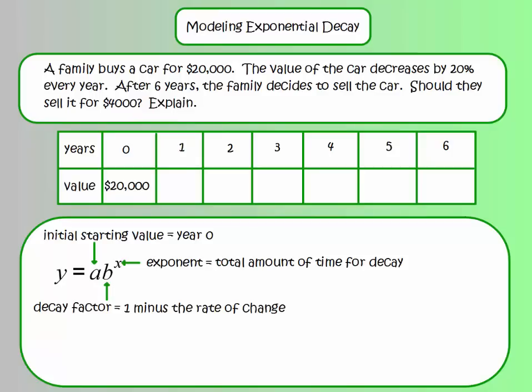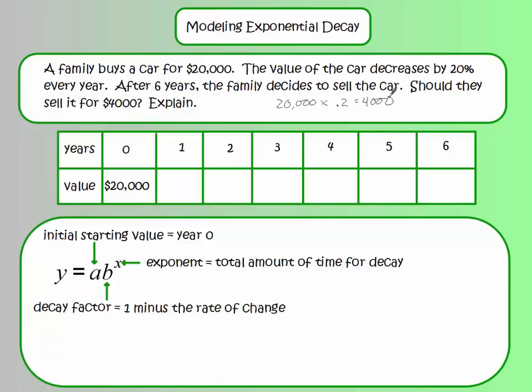So let's see. Initially, after no time has passed, they bought the car for $20,000. After 1 year has passed, the car has depreciated by 20%, right? The value of this car has gone down by 20%. So how can I figure that out? Well, I take the number 20,000, the starting point, and I could say 20,000 times, again, 20% as a decimal, which is 0.2. If I do that, I will get 4,000.